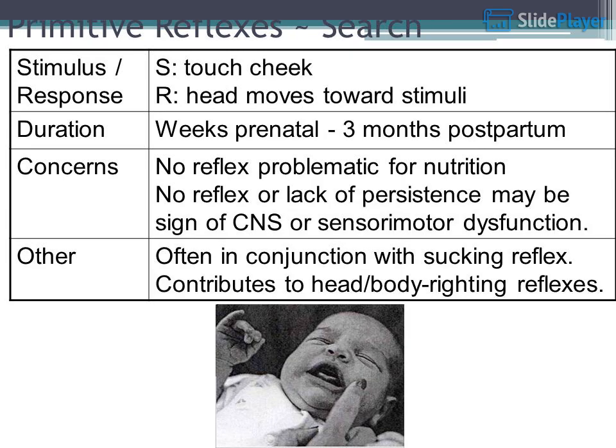Primitive reflexes: search. Stimulus, response: touch the cheek and the head moves towards the stimulus. Duration: 6 weeks prenatal to 3 months postpartum. Concerns: no reflex is problematic for nutrition. No reflex or a lack of persistence may be a sign of CNS or sensory motor dysfunction. Other: often in conjunction with the sucking reflex.